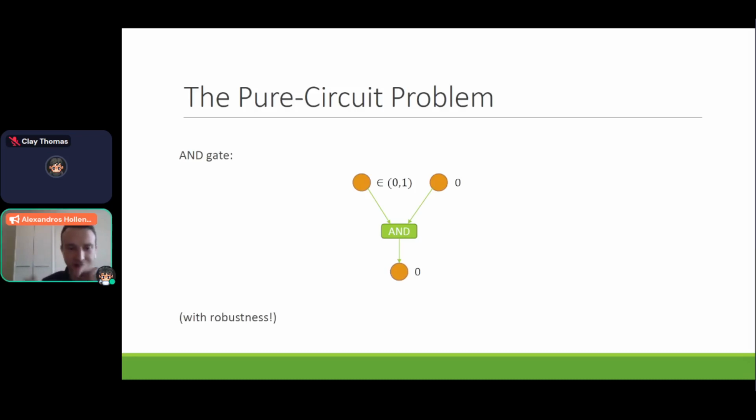And so we call this the robustness of the gate. And it turns out that this is actually needed for the problem to be PPAD-complete, but I won't go into details about that. Okay, so let me just repeat that. The AND gate, if one of its inputs is 0, then no matter what the other input is, it's going to force you to output 0.